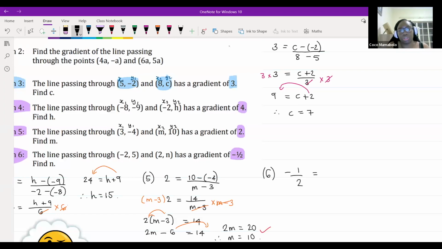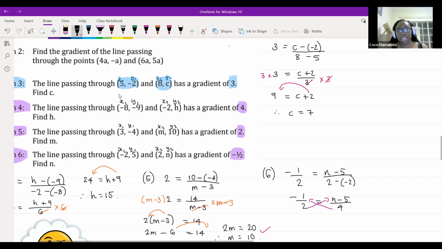So I'm going to write -1/2 is equal to, then I'm going to label again. I'm going to make x1 and y1 there, and x2 and y2 here. And then we're just going to calculate the gradient the way that we would, right? I'm going to get n for y2 minus y1, which is 5, over x2, which is 2, minus -2, which will give us +2 at the bottom. All right, so I'm going to get -1/2 is equal to 9 minus 5 over 2 plus 2, which will give us 4. Now, when I have two fractions like this, I can cross multiply.